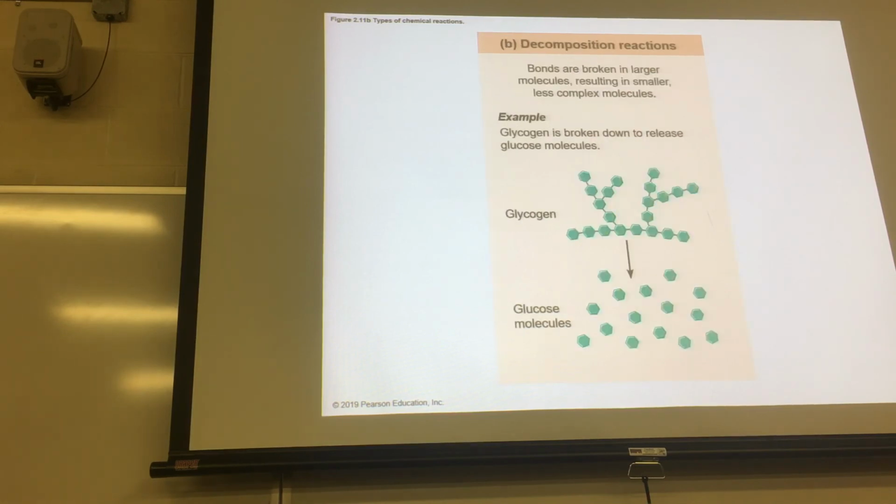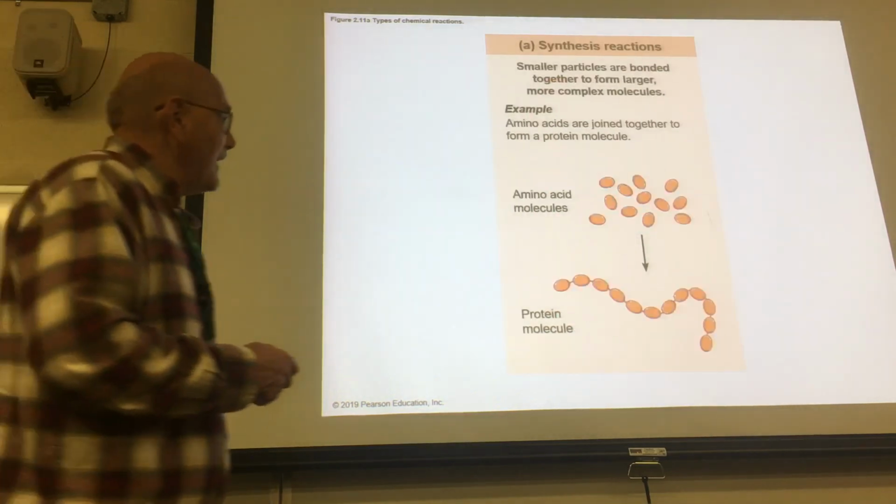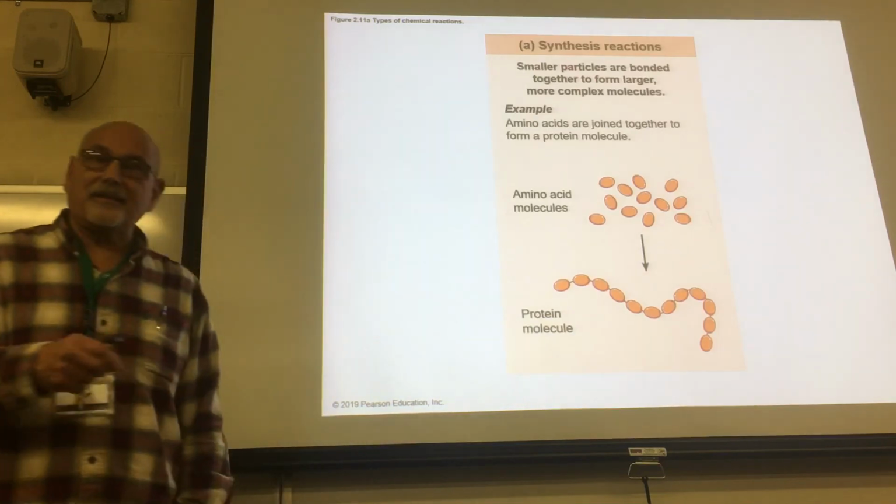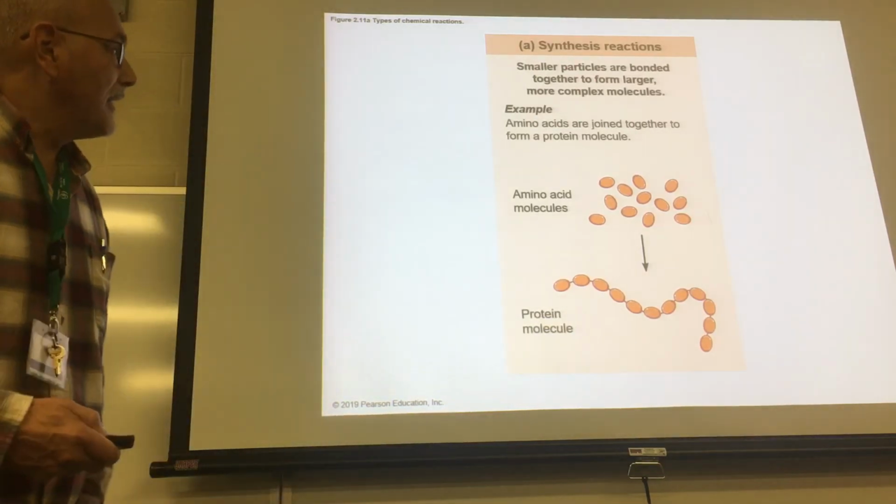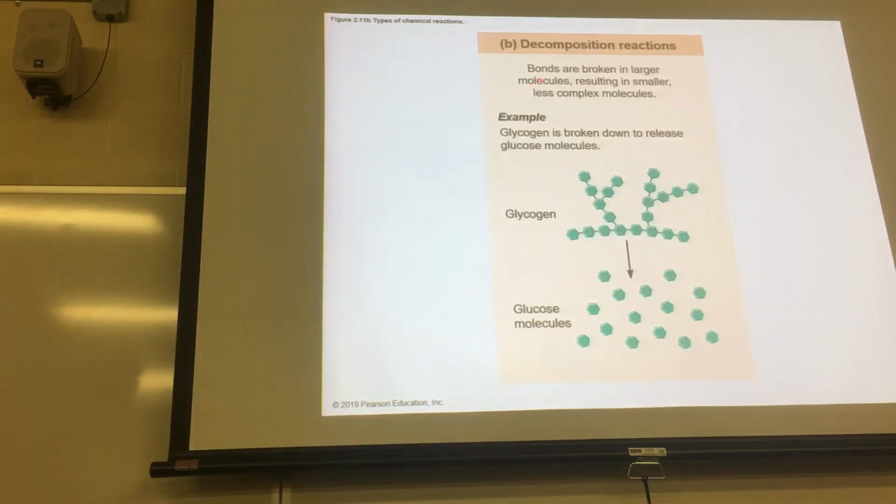There's always something. So this is an example of synthesis. Synthesis means we're going to make something. This is an example of decomposition, breaking it down. So we're going to take glycogen and break it into glucose. What the body likes to do is store glucose as glycogen, which is a starch.